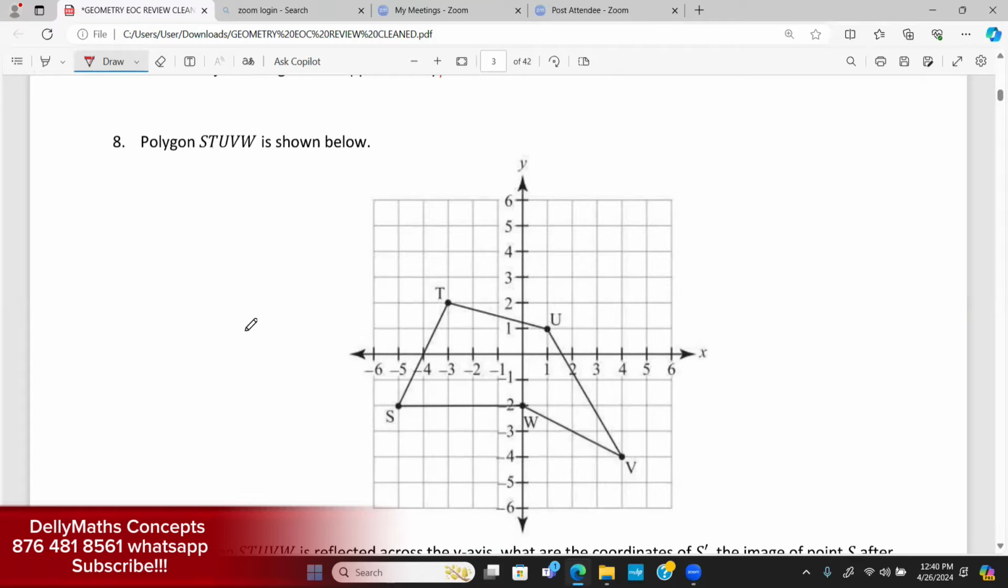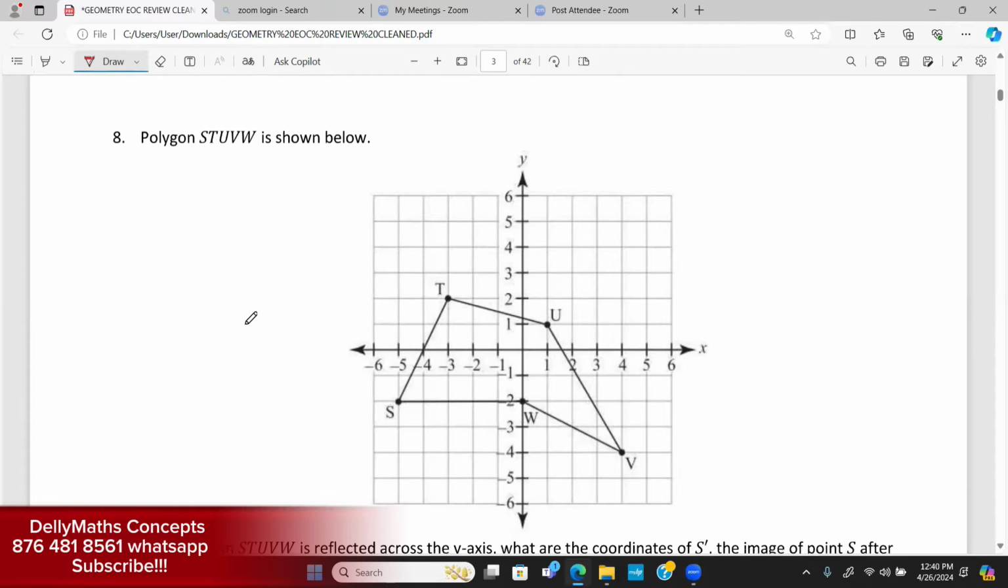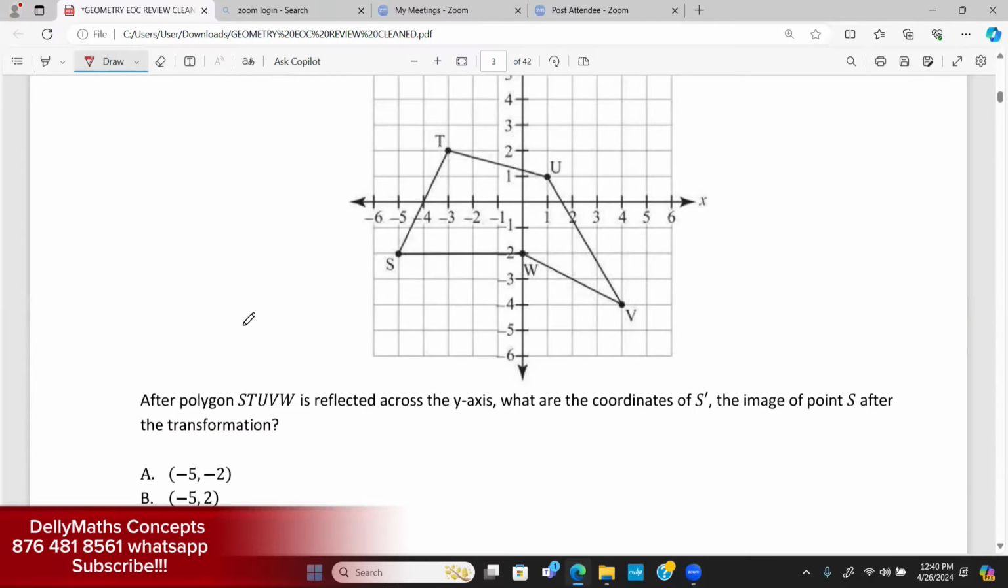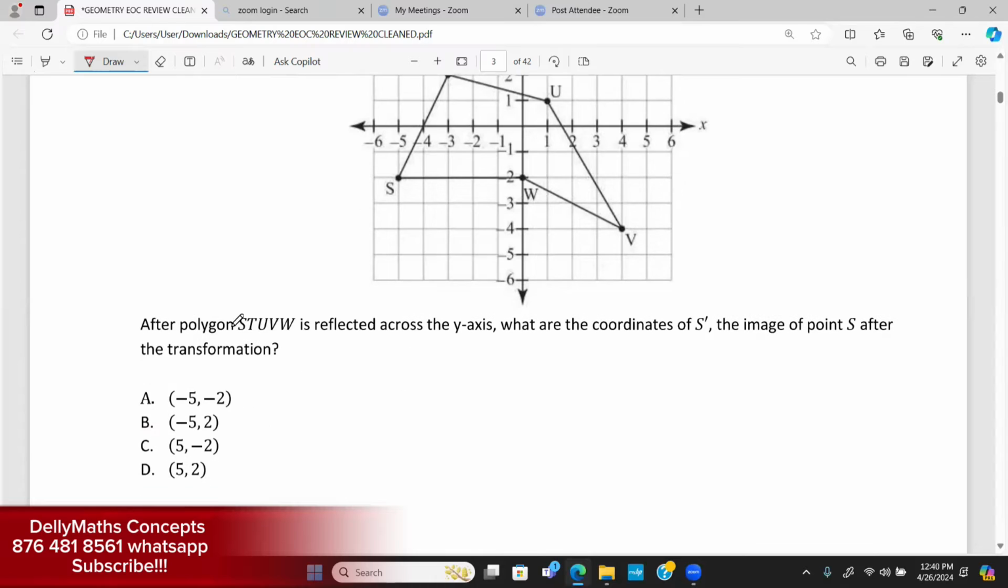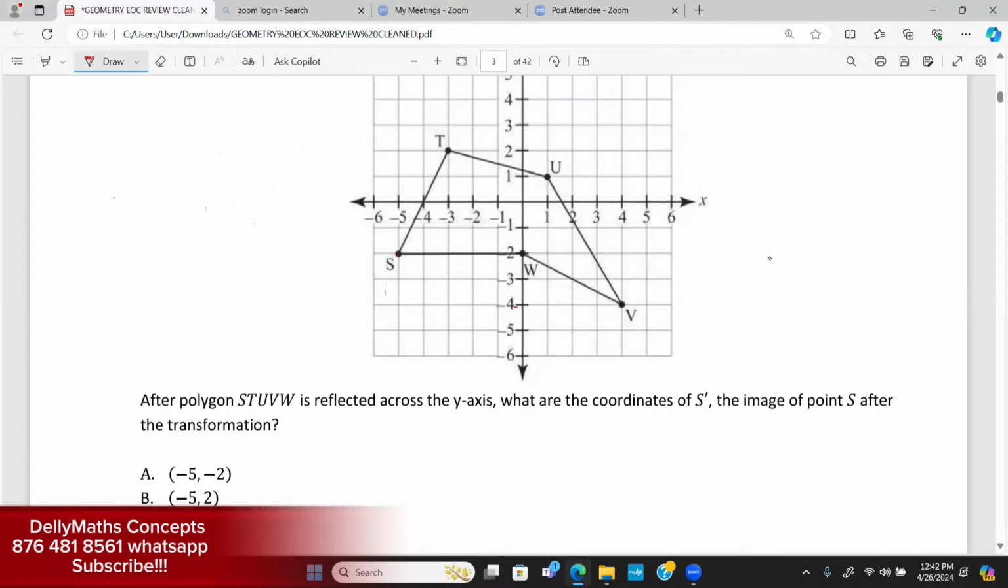Question 8 says, polygon STUVW is shown. We're looking at it. After polygon STUVW is reflected across the y-axis, what are the coordinates of S prime? Whenever we reflect in the y-axis, this is what happens. Let us look at the coordinate S. It's -5, -2. This is X, this is Y.